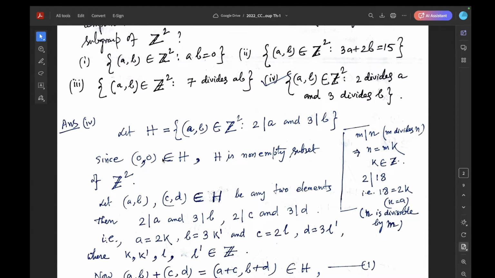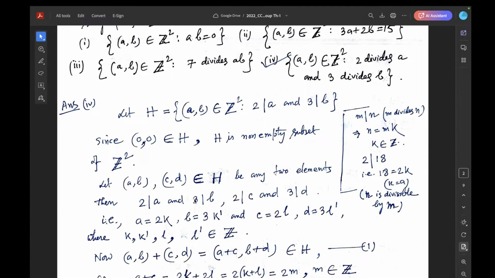Let H is the set of all those ordered pairs (a, b) belongs to Z2 such that 2 divides a and 3 divides b. We choose here this option 4. So 2 divides a and 3 divides b. 2 divides a means, like 2 divides 18, that is 18 equal to twice k. So 2 divides a, so a equal to 2k, and 3 divides b means b equal to 3k dash.